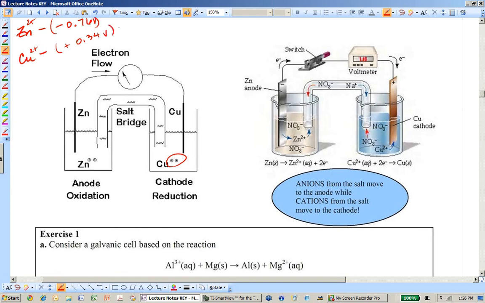So who would be the most positive? Not a trick question. Indeed, it would be the one with the positive value. So this one, copper, is going to be more positive. What does that mean? Therefore, it is reduced. Okay, if it is reduced, here's my copper electrode right here. If it's being reduced, then red cat applies.